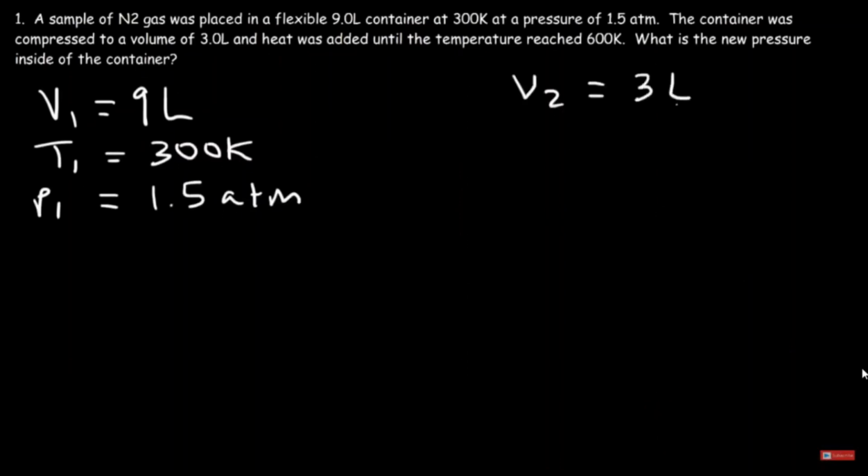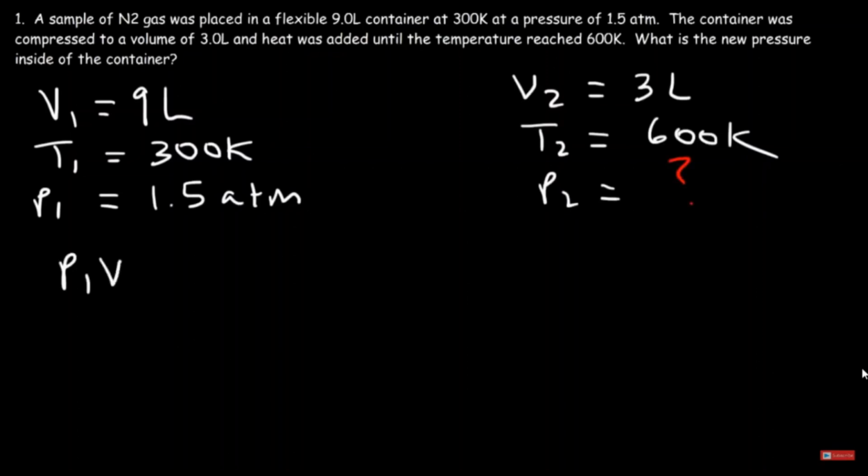V2 is 3 liters. T2 is 600 Kelvin. And P2 is what we're looking for. So that's what we've got to find. Let's start with this equation: P1 V1 over T1 is equal to P2 V2 divided by T2.